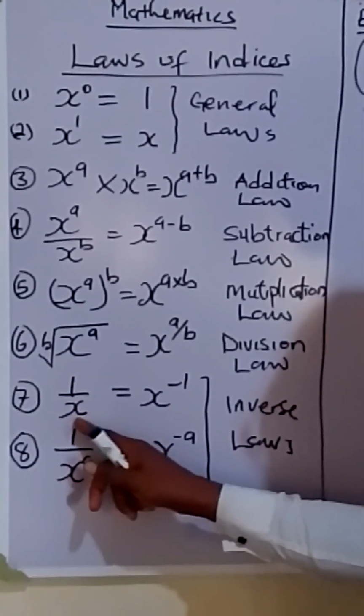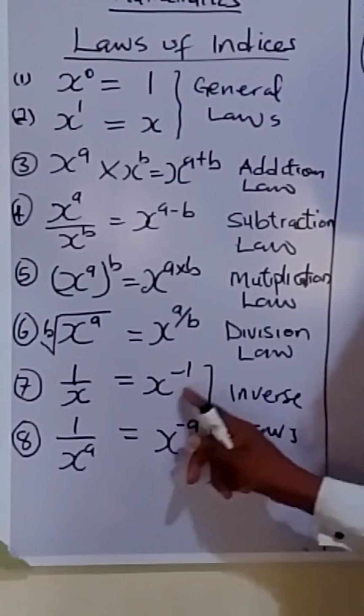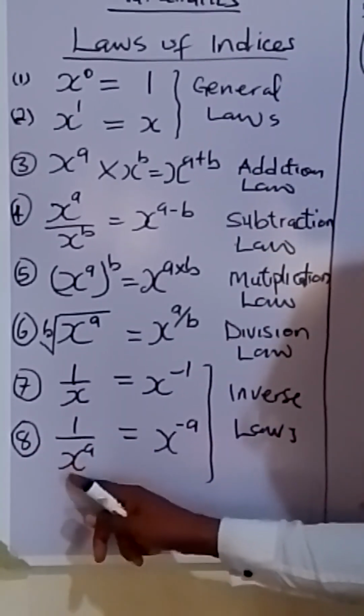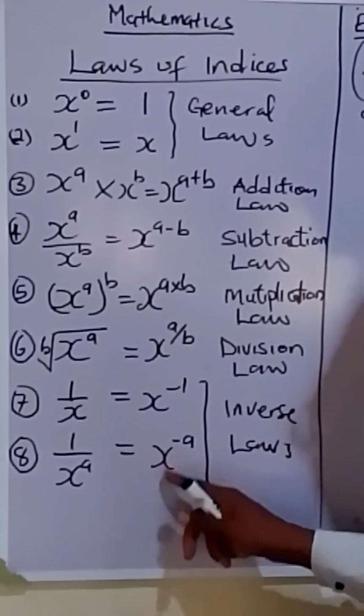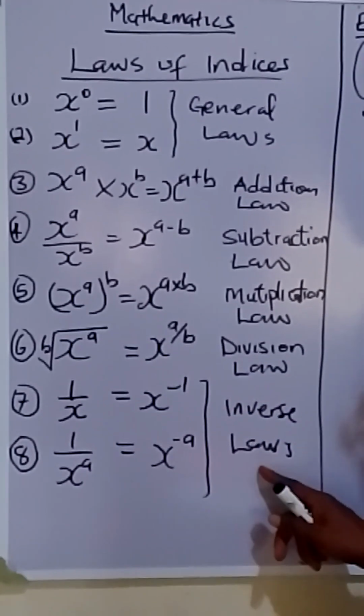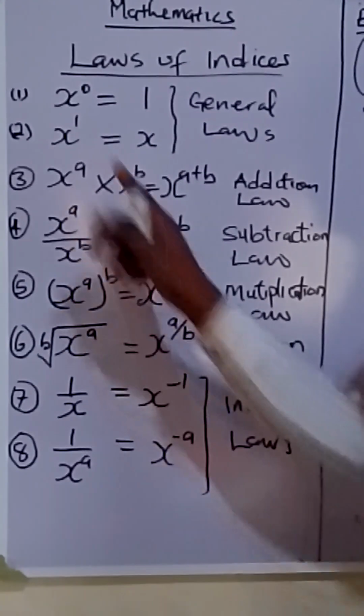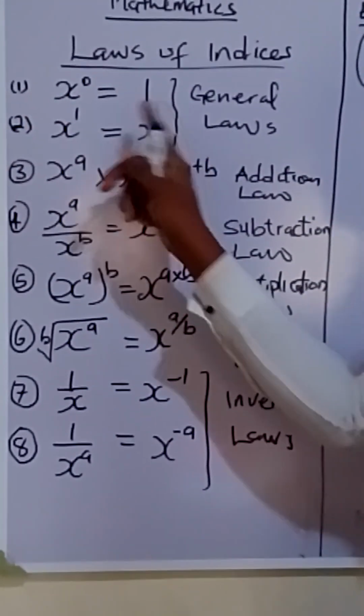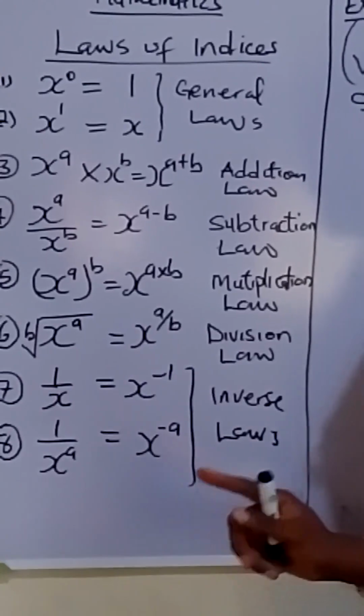Then 7 is 1 over x is equal to x raised to the power minus 1, and 8 is 1 over x raised to the power a is equal to x raised to the power minus a, and we call these two the inverse laws. Remember, in laws of indices, you can go from left to right and from right to left, as the case may be.